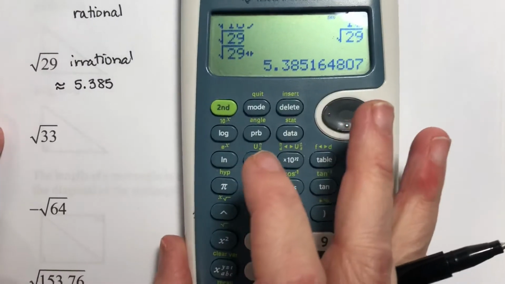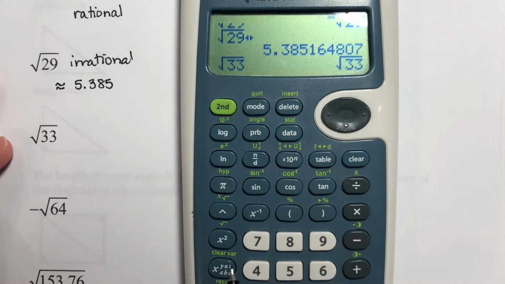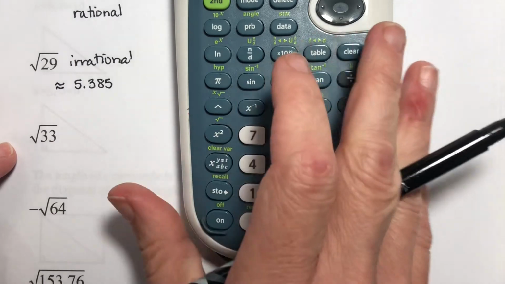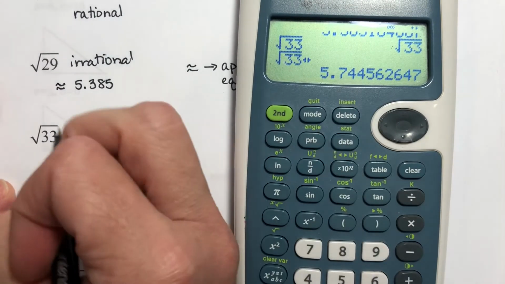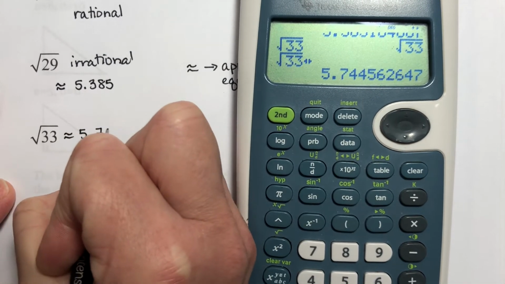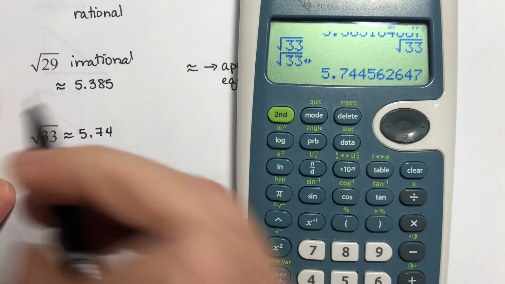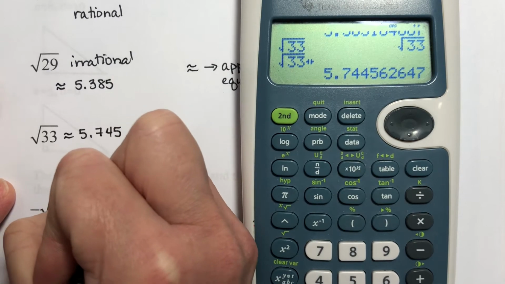Okay, so let's try the square root of 33. Again, it gives it to me in radical form. I need an approximation, so I hit that button. And it gives me 5.774. That's a 4, but that's a 5, so that bumps this up to a 5. And this one is also irrational.